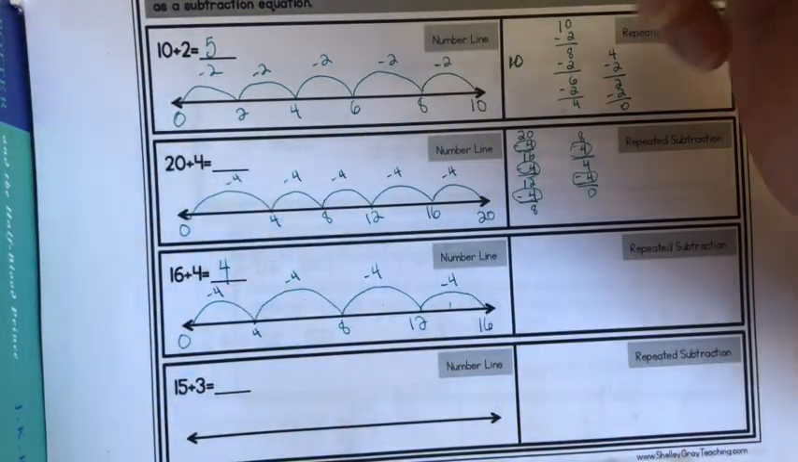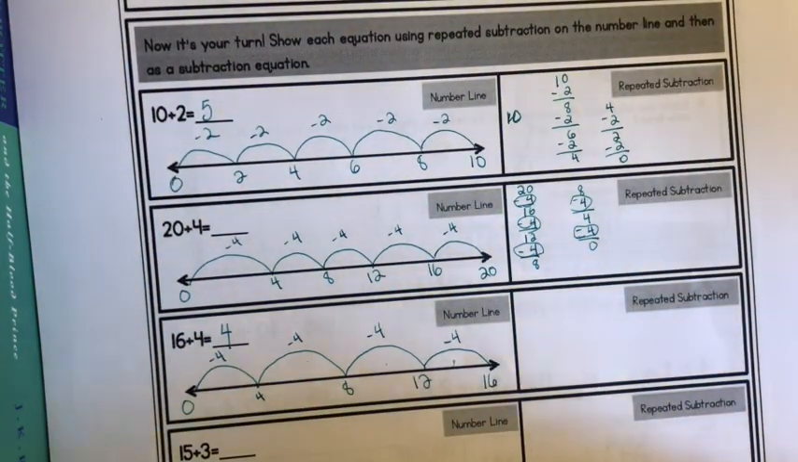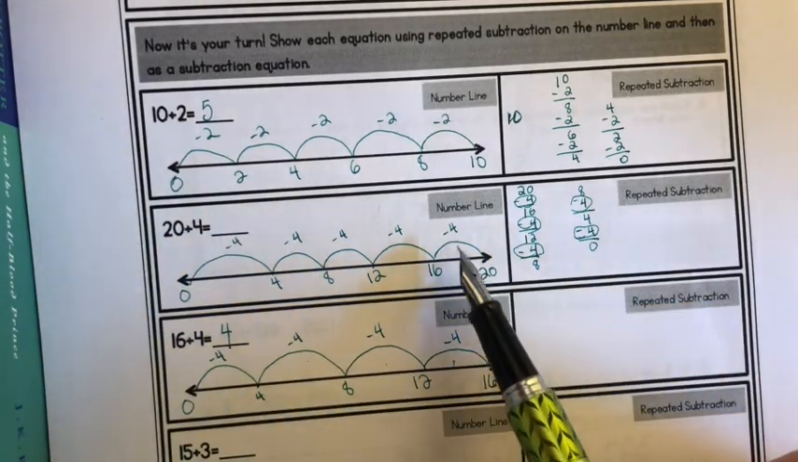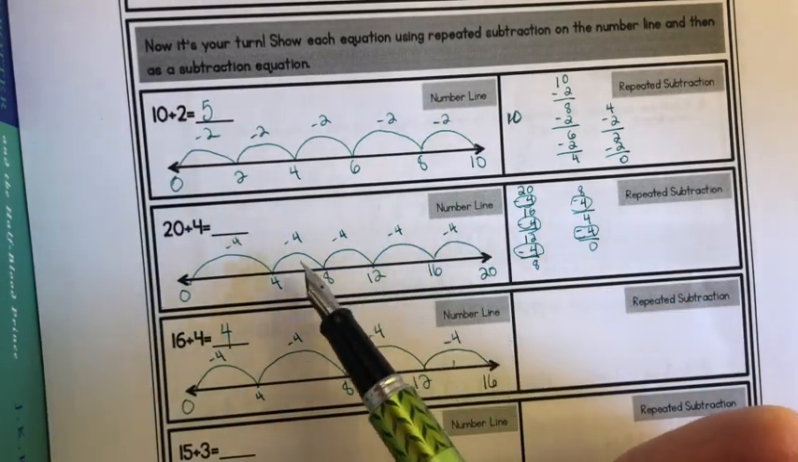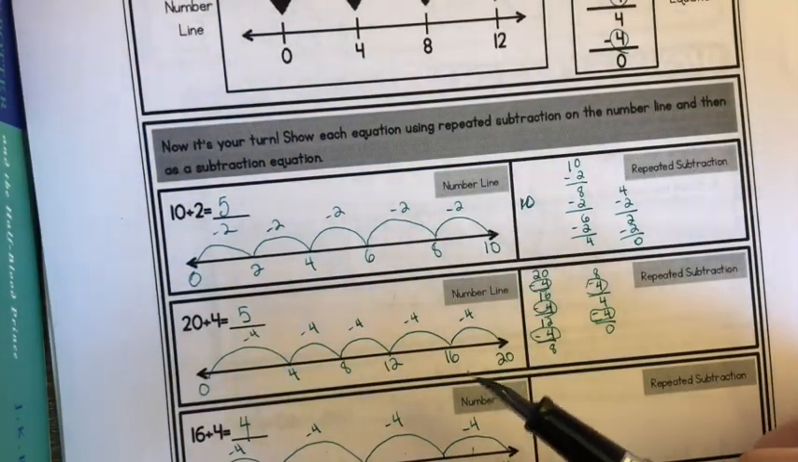So, oh, I just realized I forgot to answer the last 2. Let's pause. 20 divided by 4, how many groups of 4 did we take away? 1, 2, 3, 4, 5. So we know it's 5. Okay.